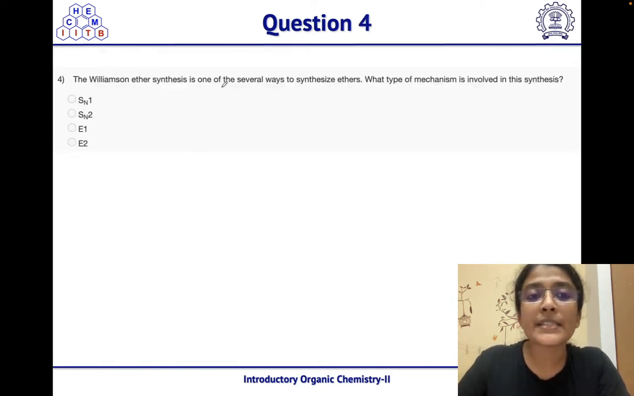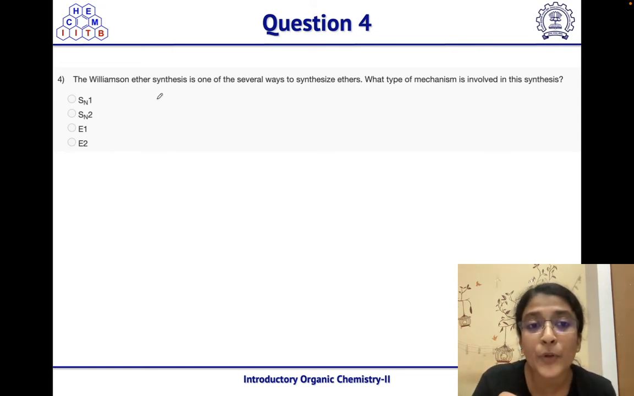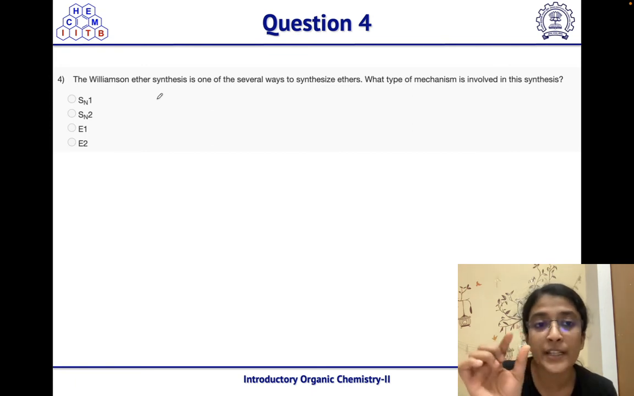The Williamson ether synthesis is one of the several ways to synthesize ethers. What type of mechanism is involved in this? And the four options given are SN1, SN2, E1 and E2. So in case of Williamson ether synthesis, a deprotonated alcohol will react with alkyl halides to give ethers.